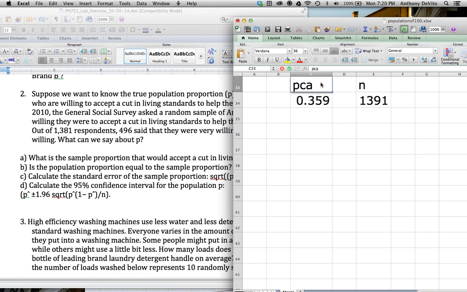Sometimes we call this P cap, okay, because it's a sample proportion. It's not the population proportion. By P cap, I really mean a P with a little caret on top of it, but I'm calling it P cap because I can't do that very easily right now. So it's nice to know that the proportion in our random sample of 1,381 Americans is 36% roughly.